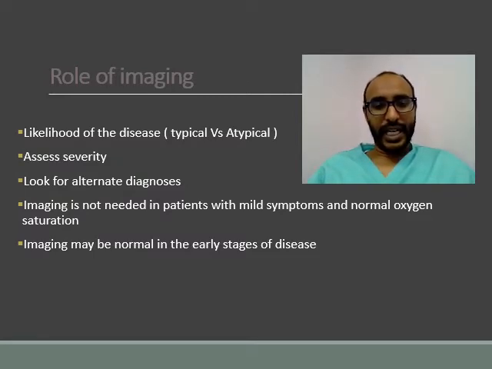The first point is the likelihood of disease from imaging. You can say this X-ray or CT scan is highly suggestive of COVID, or from the X-ray or CT scan you can say COVID is unlikely. So from imaging it can give you an idea about the likelihood of disease.